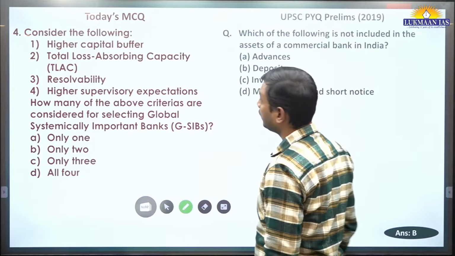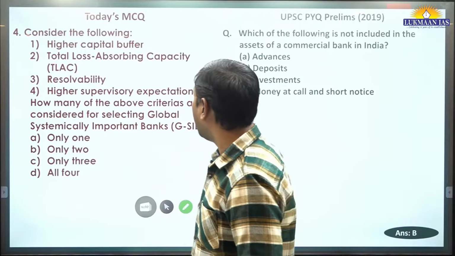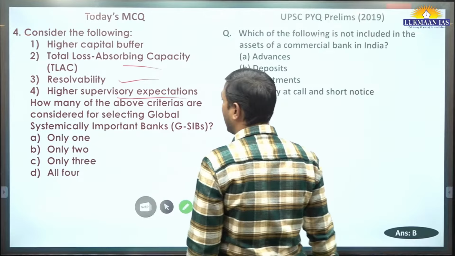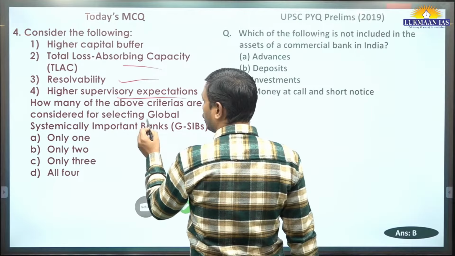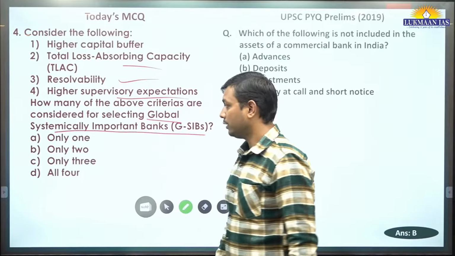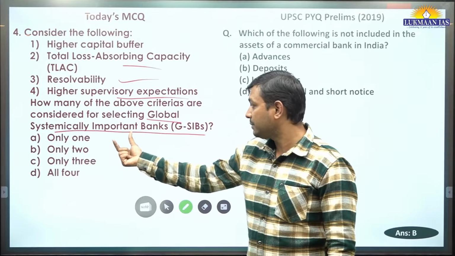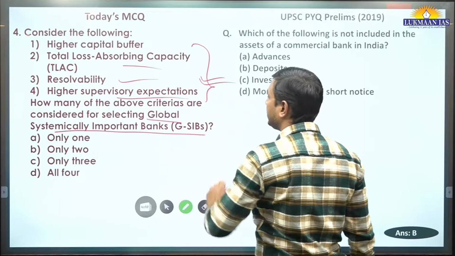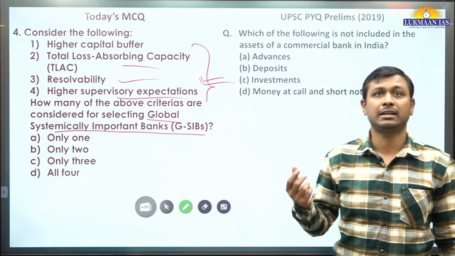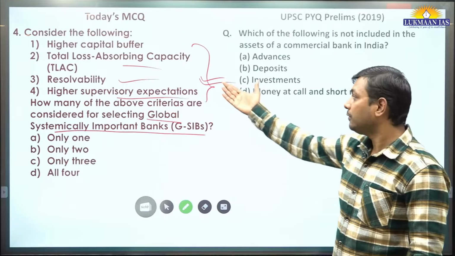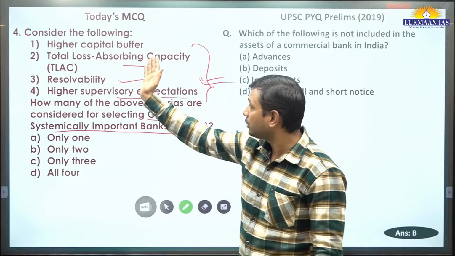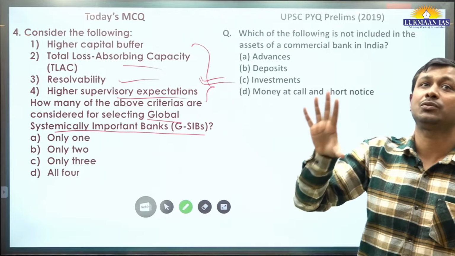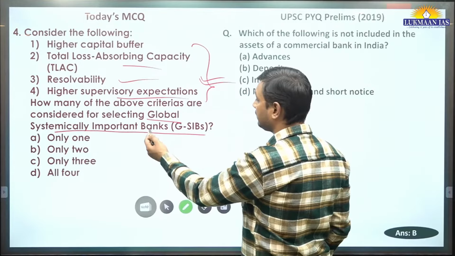Now consider the following: higher capital buffer, total loss absorbing capacity, resolvability, high supervisory expectation. How many of the above criteria are considered for selecting global systemically important banks? Basically all these four criteria are used for selecting any bank or institution as a global systemically important bank. In the description of the file you will find that we have explained what higher capital buffer, total loss absorbing capacity, resolvability and high supervisory expectation are. These are some of the benchmarks and parameters which an institution must meet, and then this tag is given.